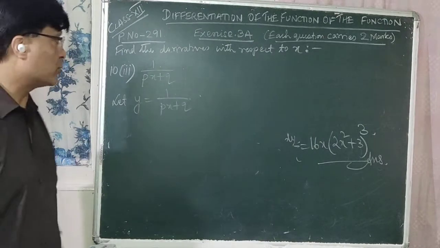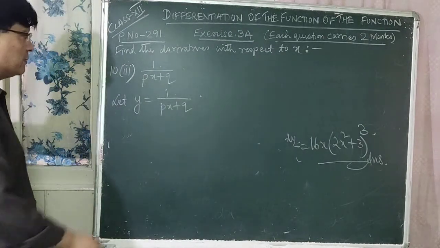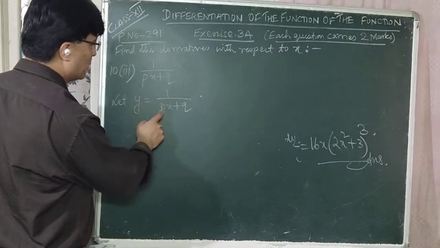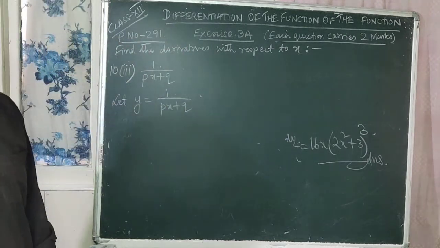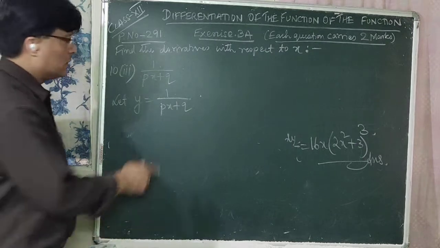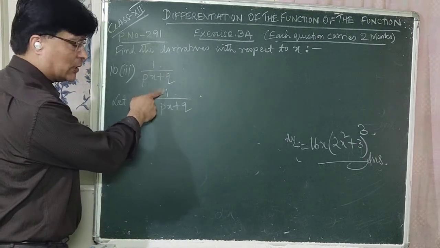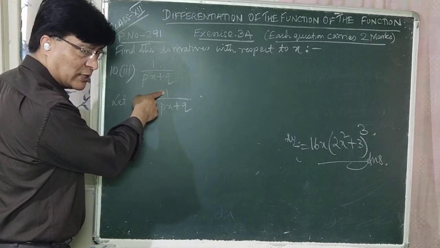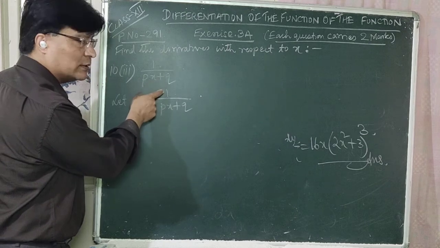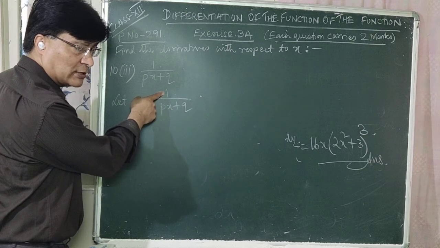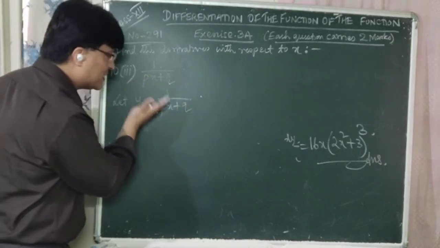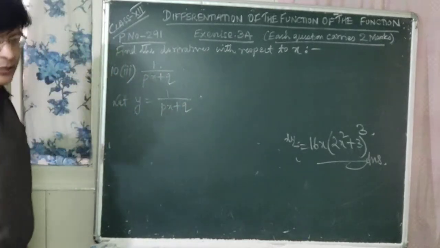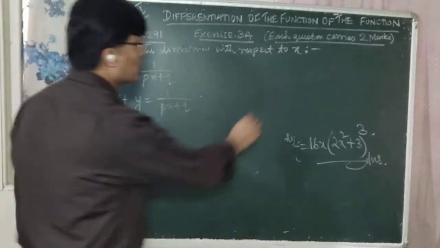So now we'll do the next question, that is 10 number 3. It is given that y = 1/(px + q). You have to find the derivative of this function with respect to x. Now, since the numerator is constant, but only the denominator is the variable here, you can take this variable to the numerator. So what does it become?